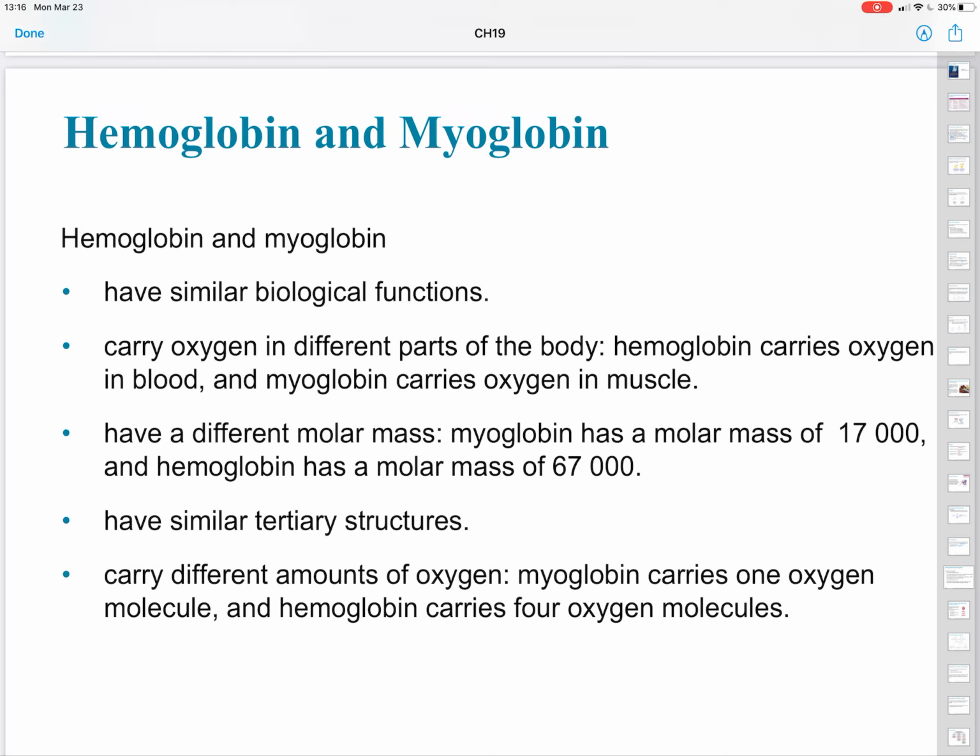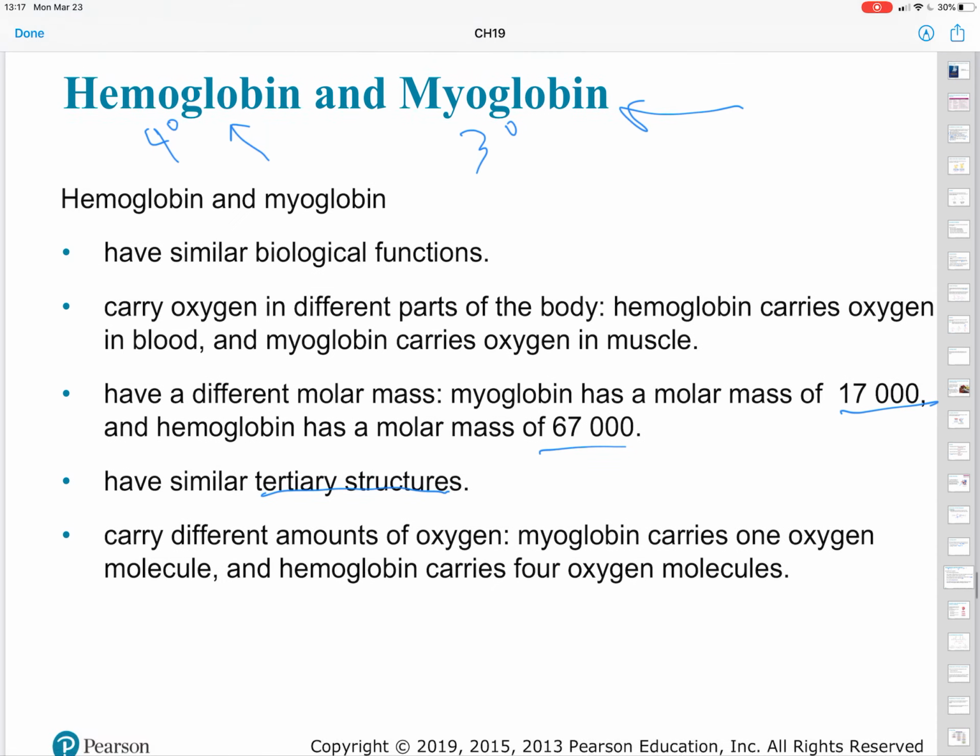There's a neat difference between hemoglobin and myoglobin. This has a quaternary structure, and this one doesn't. They both transport oxygen. This one does it in the tissue, this one does it through the blood. And again, hemoglobin is four chains working together, myoglobin is just one chain. You can tell the difference too. Myoglobin is a lot smaller. Similar tertiary structures, it's just that myoglobin doesn't work with other protein chains.